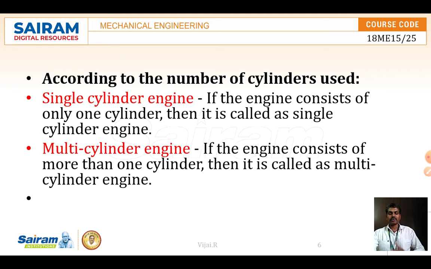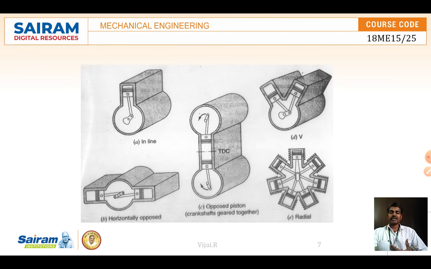Another one is according to the number of cylinders used. Either it may be a single cylinder or multi-cylinder. Normally in two wheelers, bikes, a 100cc bike, a 50cc bike, everything has a single cylinder. Then in Bullet or Enfield bikes, you can see two cylinders. If it is more than one cylinder, we call it a multi-cylinder engine. Buses, trucks and lorries have more cylinders, because more cylinders are required for getting more power.